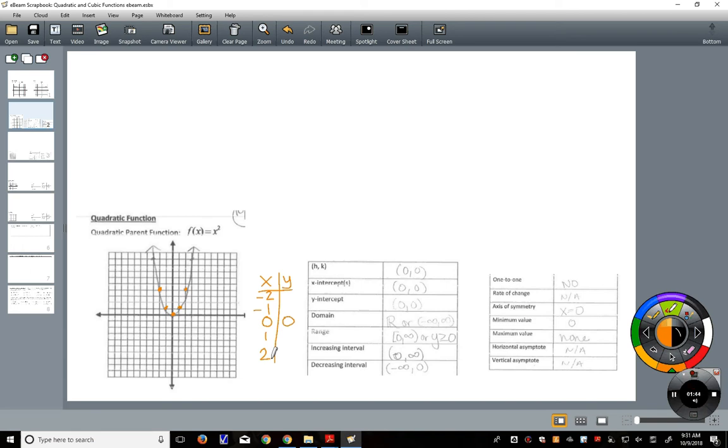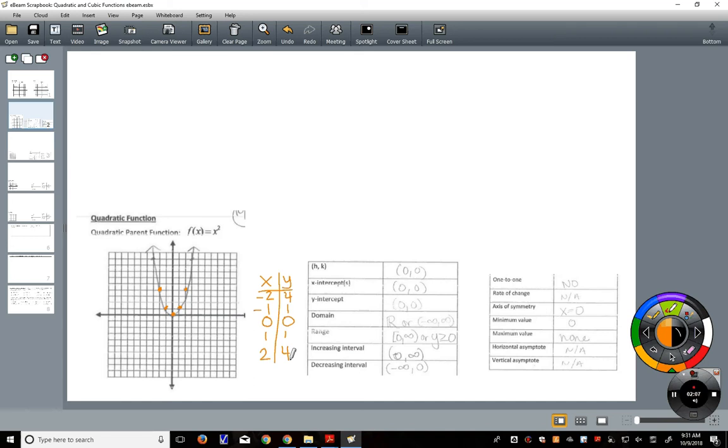And if you forget the parent function table, you should be able to quickly get it by just doing what the parent function does. In this case, our parent function squares things. So -2 squared should be 4, -1 squared should be 1, 1 squared should be 1, and 2 squared should be 4. These are the points that I have plotted up there to draw that quadratic.